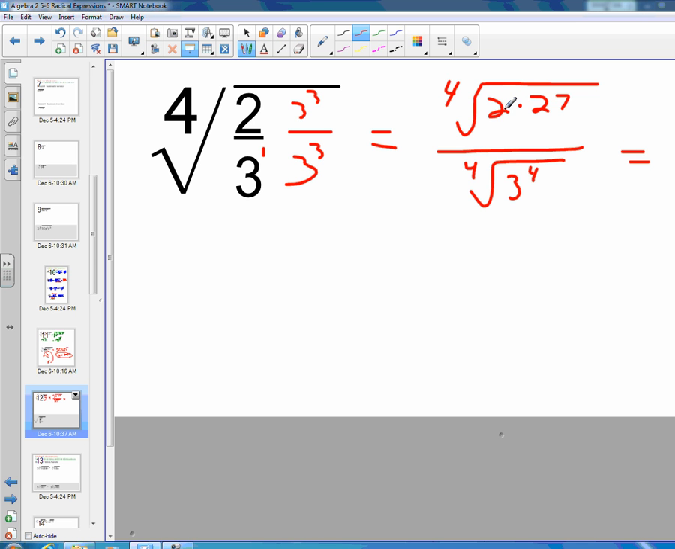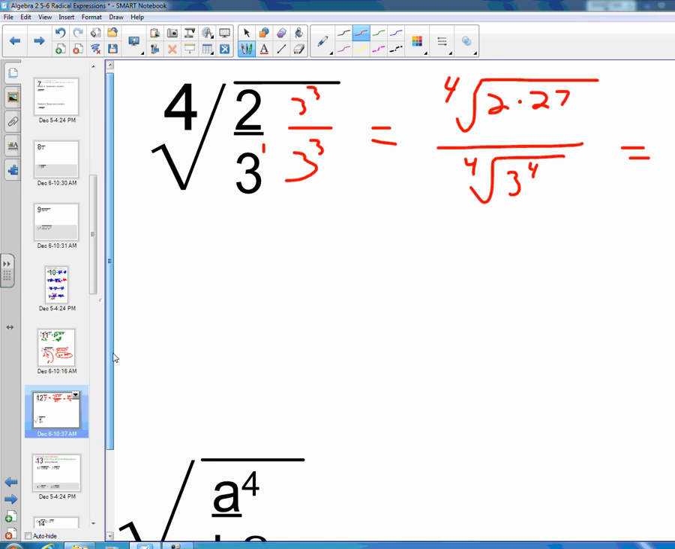And there's nothing up here. 2 is not a fourth root. 27 is 3 to the third, not a fourth root. So 2 times 27 would be 54. So this is going to be the fourth root of 54 on the top. And I need 4 sets of 3 to take them out. So that's just a 3 in the bottom. So that one is simplified.